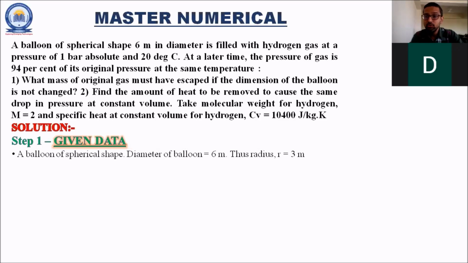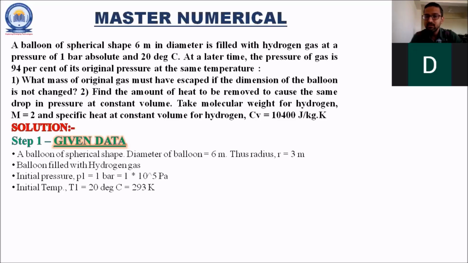We are given a balloon of spherical shape. The diameter of the balloon is given, that is 6 meter. Thus, the radius is equal to half the diameter, so I am getting the radius, that is 3 meter. The balloon is filled with hydrogen gas. Then we are given the initial pressure, that is P1 equal to 1 bar, so converting the bar into Pascal. Also we are given the initial temperature, that is T1 equal to 20 degrees Celsius, converting this value into Kelvin.